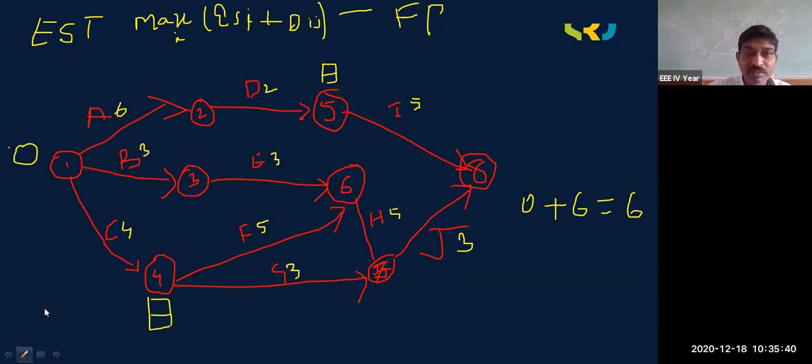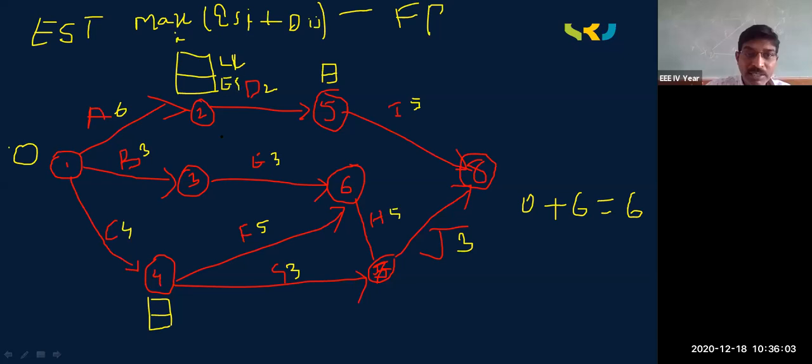So that value you need to put here. Assume that, draw a big box, and I am dividing it into 2 parts. And what am I writing here? LF, earliest completion time. And the first one is earliest start.